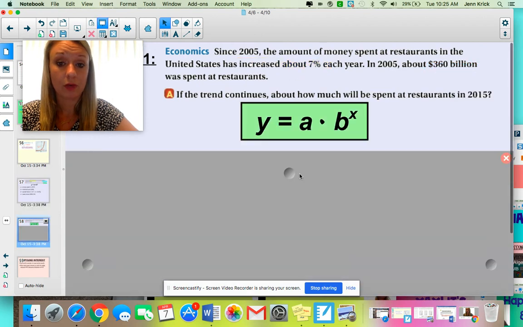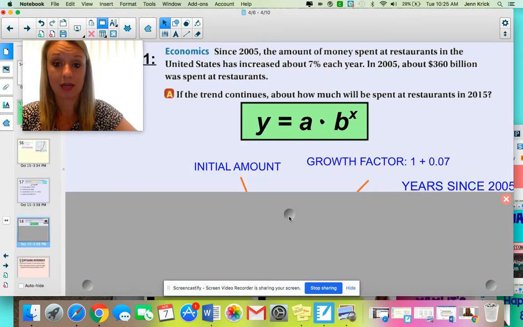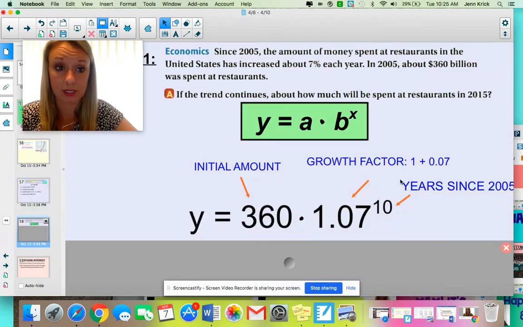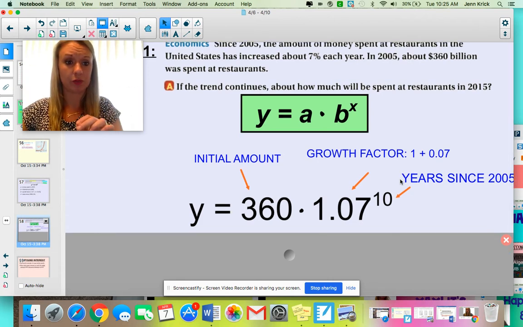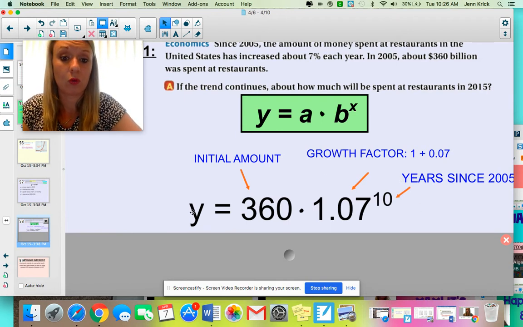So now that we know what all of our variables represent, let's go ahead and plug that in. So here's what it looks like, you guys, and I kind of showed you for each part just to help you. This is something you might want to take a picture of because it'll help you with your assignment. So we're solving for y. We don't know what that is. We're looking at the amount of money that'll be spent in 2015. Our initial amount is 360 billion. Okay, we're not going to use all those zeros. We'll just know that our answer over here will be in terms of billions of dollars.